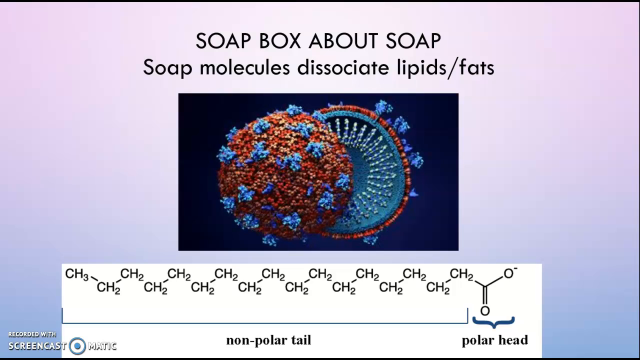So the polar head has the ability to dissolve water, which is handy, and the non-polar tail has the ability to dissolve nonpolar molecules such as fats or lipids. Lipid is just a fancy word for fat.